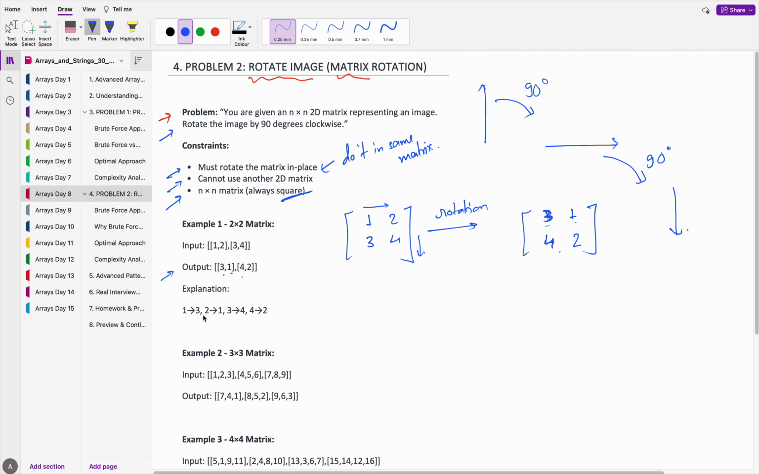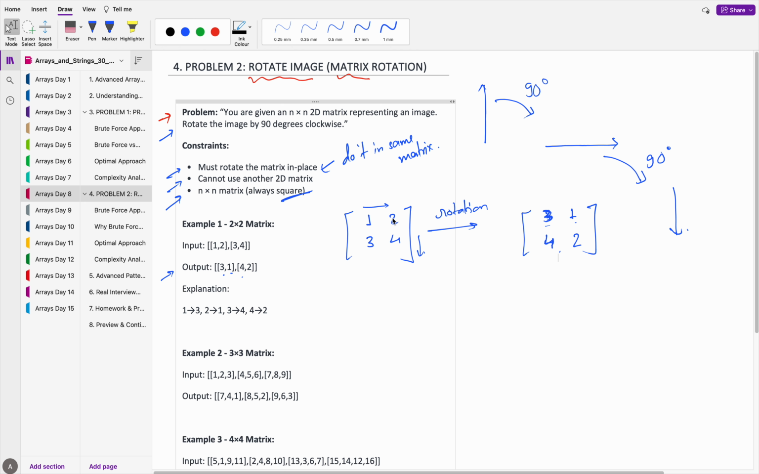1 and 3 will replace each other, 2 and 1 are replacing each other, 3 is taking the position of 1. Correct. Exactly. 1 is taking the position of 2, then 4 is taking the position of 3. That's how it is happening, but you don't need to worry about it right now.